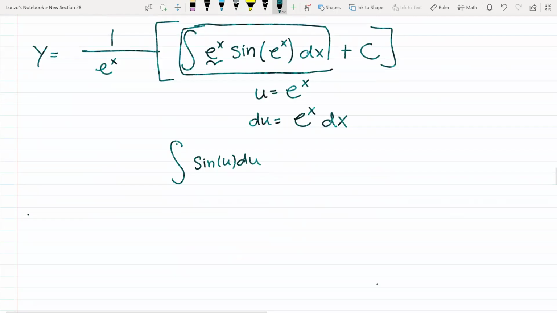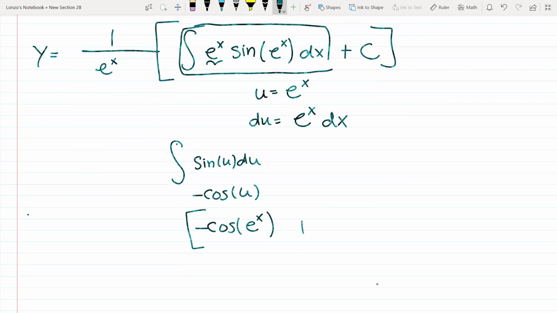And what is the integration of sin u? It is negative cosine u. And that's going to be negative cosine, and then we said u is e to the x. Perfect. Okay, so we just solved for this. The integration of e to the x times sin of e to the x dx is negative cosine e to the x. We still have to multiply that by 1 over e to the x.